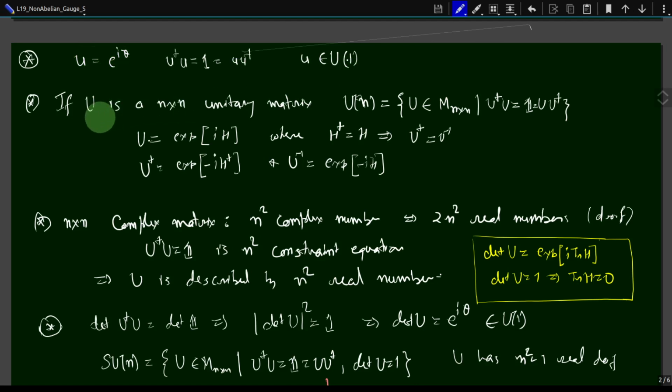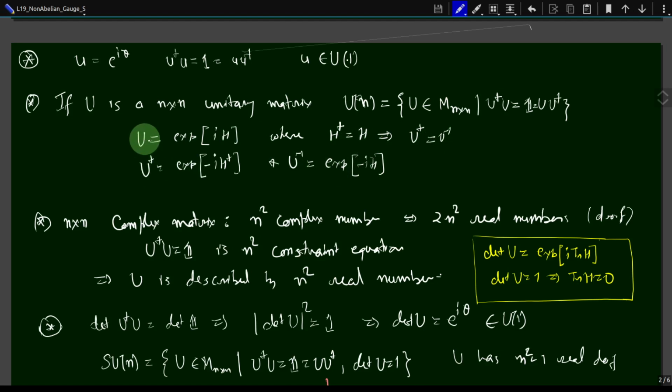Okay. Now, if U is an n cross n matrix, then it is an element of this particular group, where U is an n cross n matrix satisfying U dagger U equal to identity, which means U dagger equals U inverse. So when we have this group, any element of this group, or in other words any unitary matrix, can be written as exponential of i times H, where H is equal to H dagger. This is what gives you U dagger equal to U inverse, because U dagger U is identity, which means U dagger is U inverse. So if I write it like this, exponential i H, then U dagger will be U inverse if and only if H is equal to H dagger.